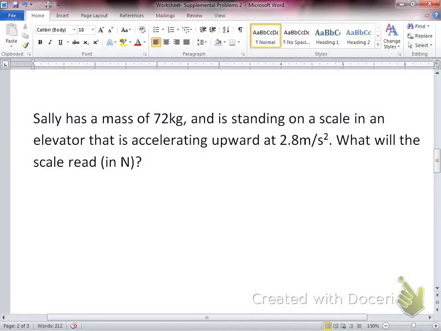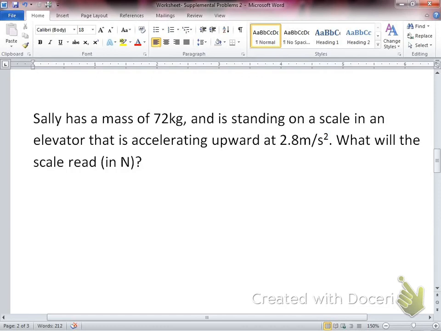So the first thing that you need to do is always, always, always start with a free body diagram, okay? All right, so this says she has a mass of 72 kilograms standing on a scale in an elevator that's accelerating upward. What will the scale read in newtons? Okay, so first of all, our free body diagram has how many forces? How many forces does Sally have acting on her right now?